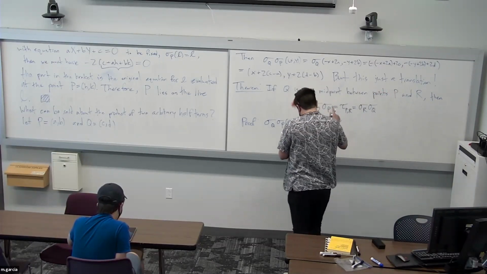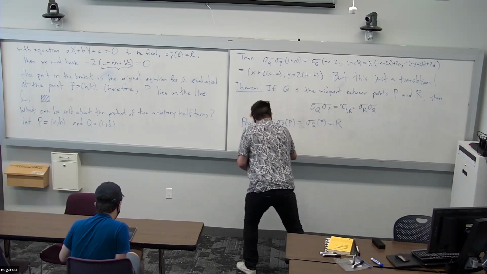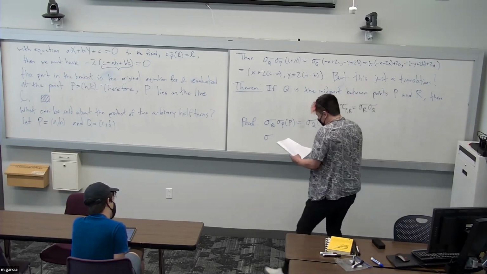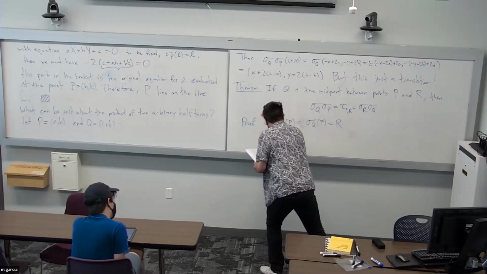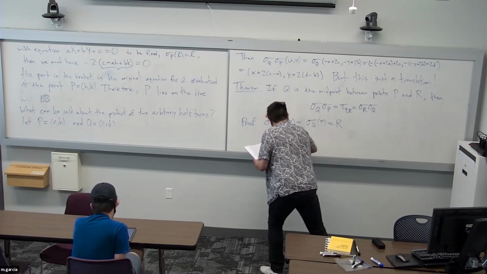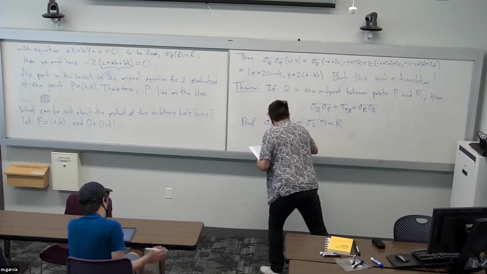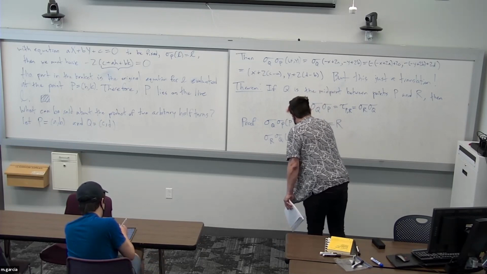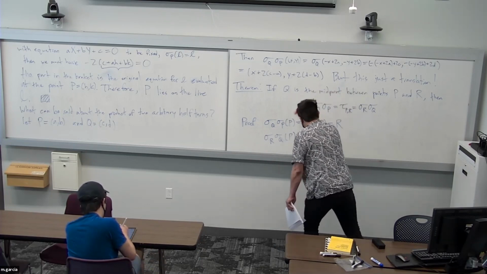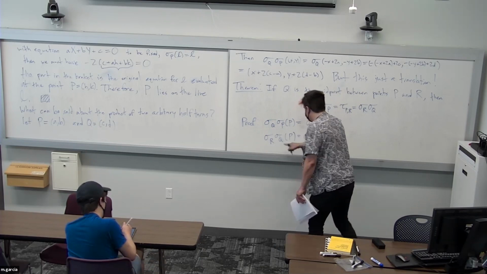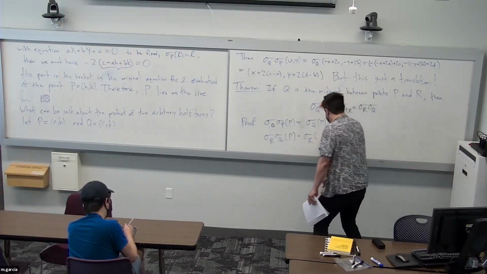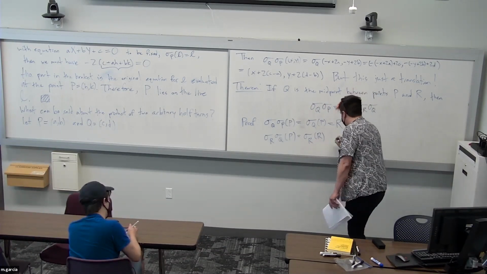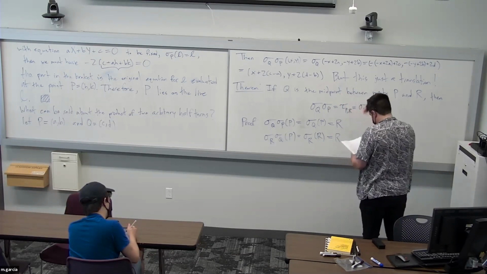Now, let's look at the far right-hand side of my string of equalities here. And here I have sigma sub r times sigma sub q. And we'll evaluate p on that. Okay, so again, by the same reasoning as before, sigma sub q of p is just r, and then sigma sub r of r is r.